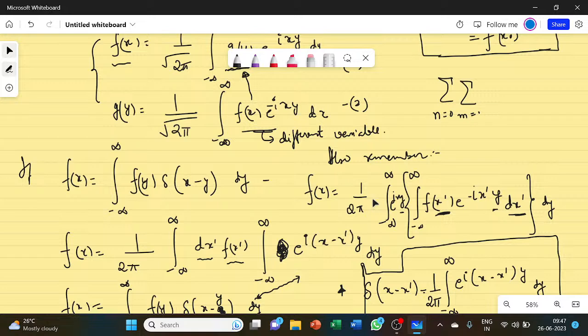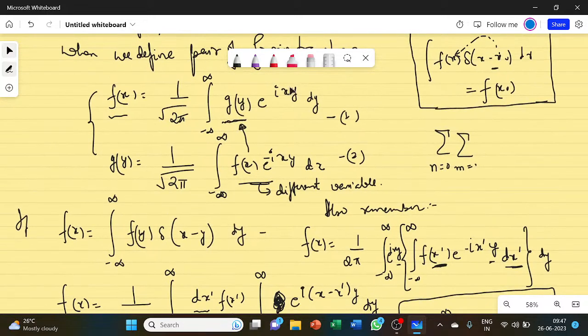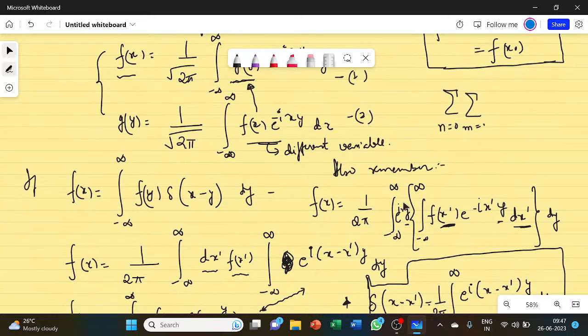So what is f of x? F of x is 1 upon 2 pi, e to the power iota xy, integration from minus infinity to plus infinity, f of x dash, e to the power minus iota x dash y, dx dash, and then you have this dy. And don't forget that this e to the power iota xy was also there. So I have written e to the power iota xy here also.